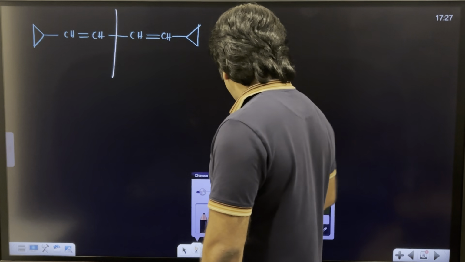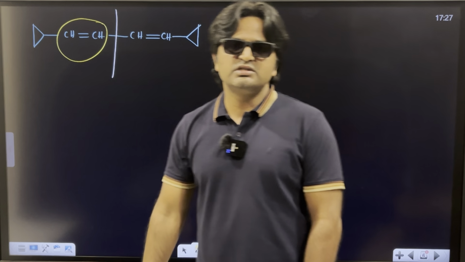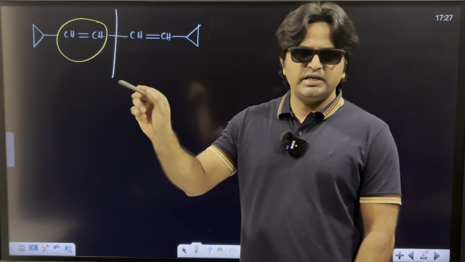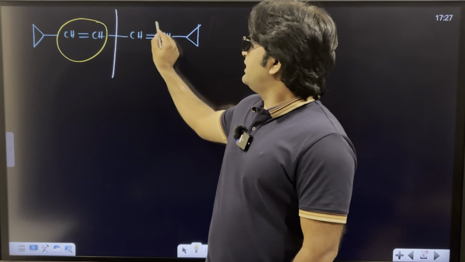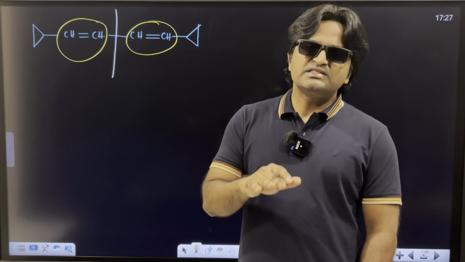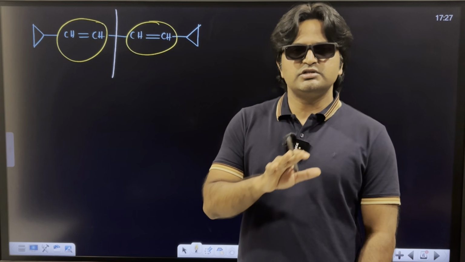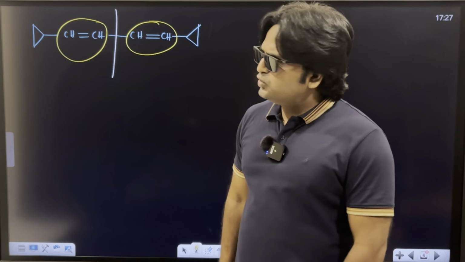Now 2 double bonds are there. Is it possible to produce geometrical isomerism about this double bond? Yes, that double bond can exhibit geometrical isomerism. And this double bond also shows geometrical isomerism. Now we have how many segments for geometrical isomerism? We have 2 segments for geometrical isomerism. Clear? So now 2 segments are there.